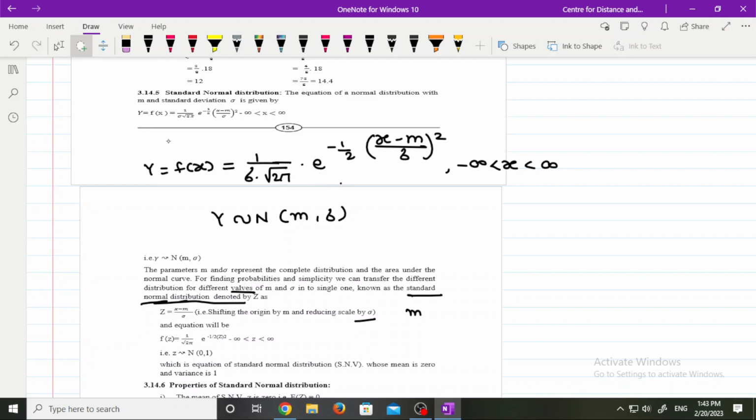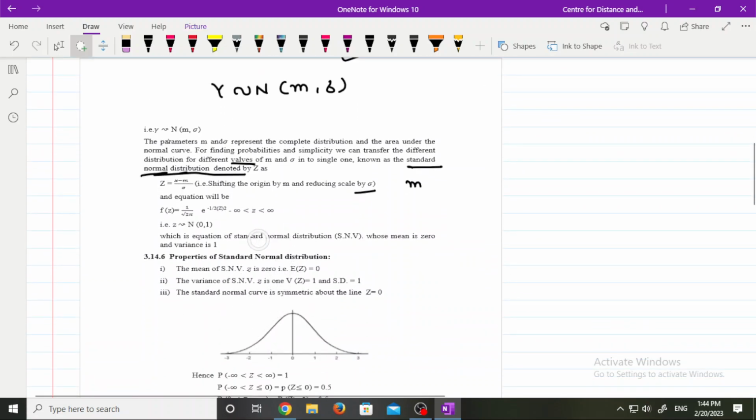Then the equation becomes f of z equal to 1 upon under root 2 pi into e raised to minus 1 by 2 into z squared, where z is x minus m divided by sigma. Here z lies between minus infinity and plus infinity. That is, z follows a normal distribution with parameters 0 and 1, that is, m equal to 0 and sigma equal to 1. This is our standard normal distribution.